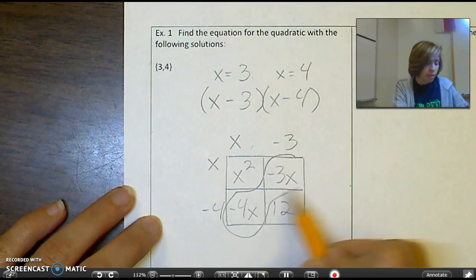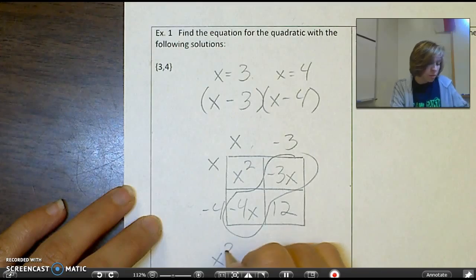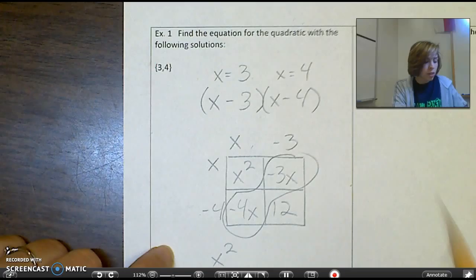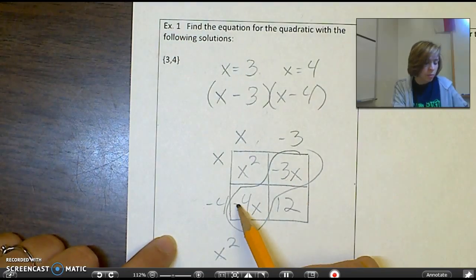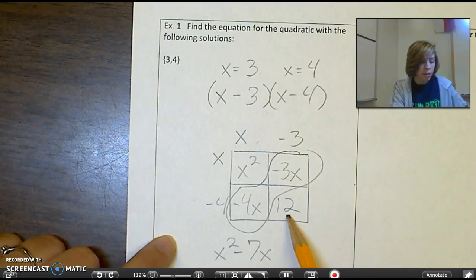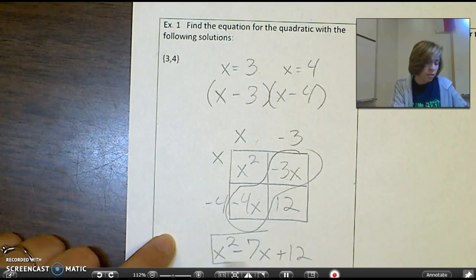So we're going to add these together when we combine. So we're going to put x squared. We're going to start with that because it's the highest power, and you usually put that first. And then right here, I'm going to add these together. Negative 4 plus negative 3 is negative 7. So this will be negative 7x. And then you're going to end that with plus 12. So this is your answer.